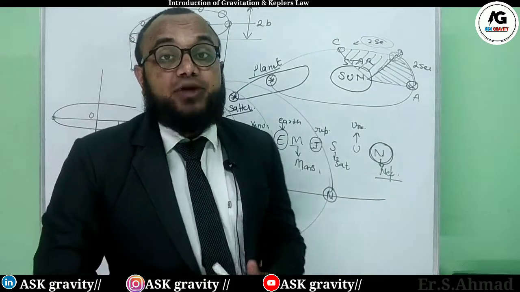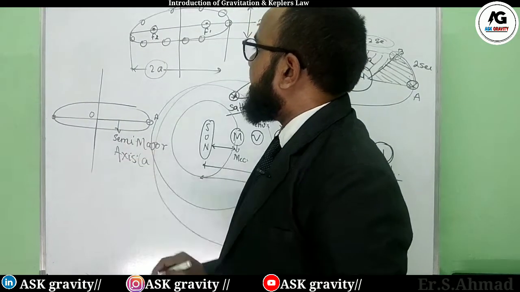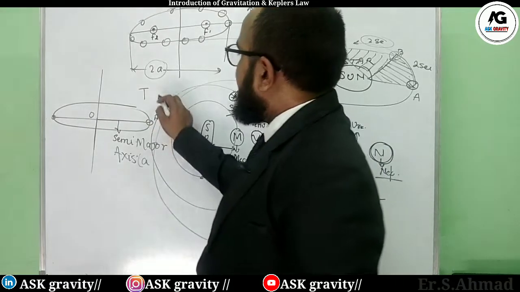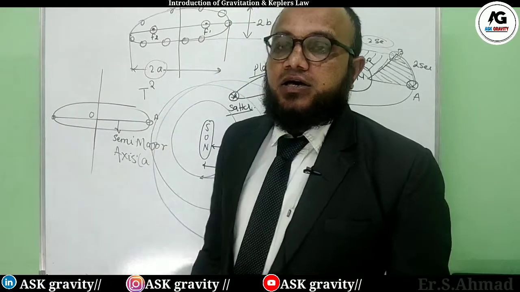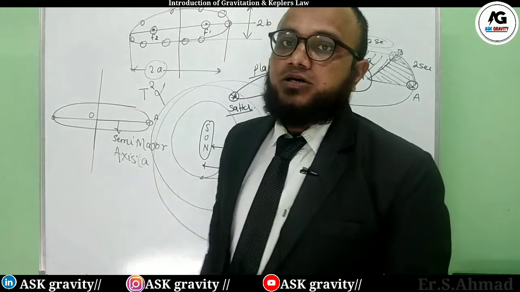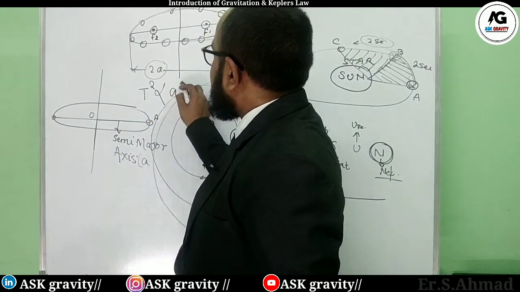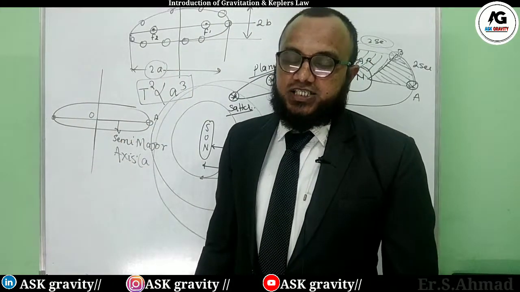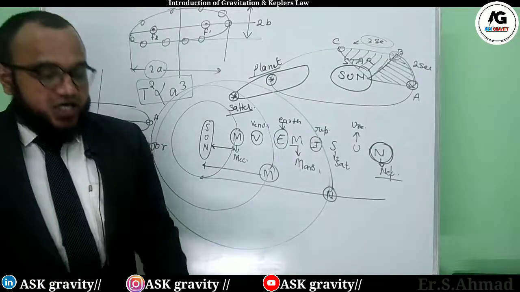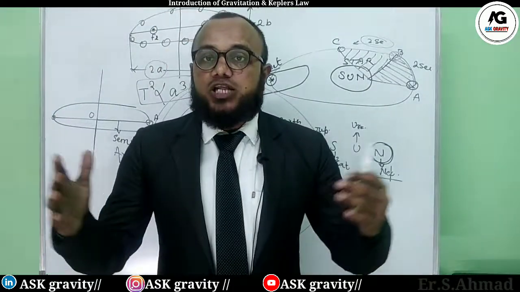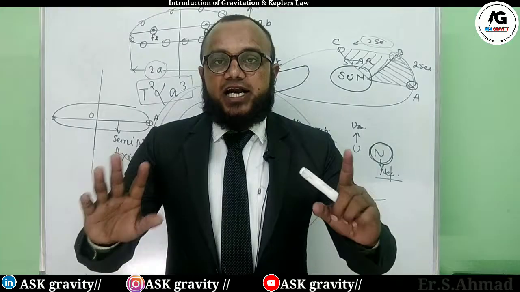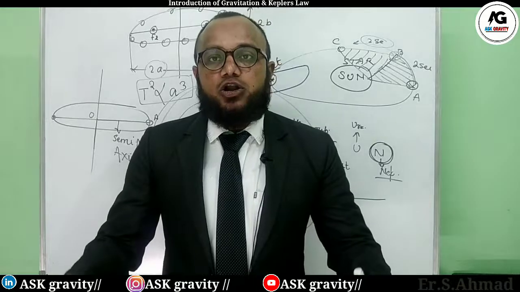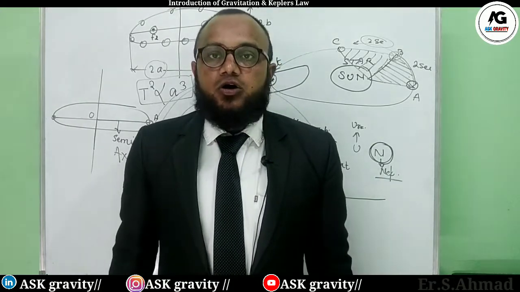The next law is based on the time period. The square of the time period of any planet is directly proportional to the cube of the semi-major axis. That is the third law of Kepler's law of planetary motion. So for the explanation of the speed or time period of any planet, Kepler gave 3 laws. The first law is the law of orbit, the second is the law of area, and the third is the law of time period. Hope the question is clear.